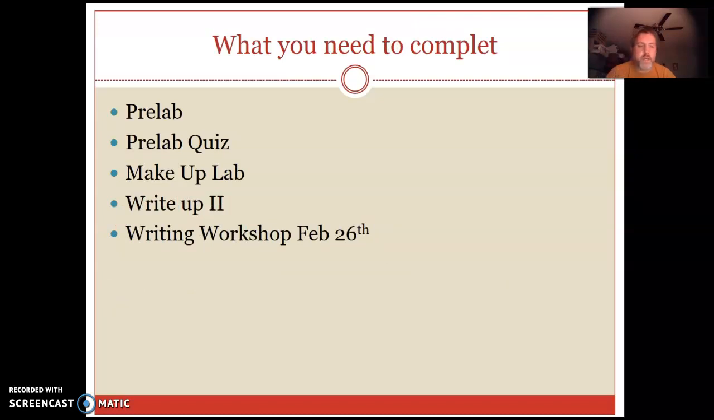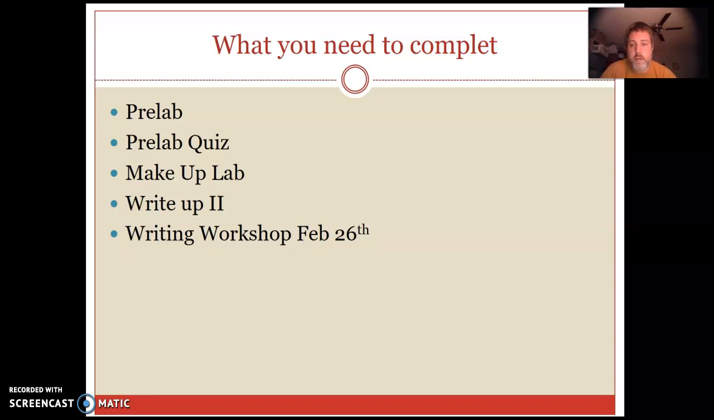So what you need to complete for next week is the pre-lab. The pre-lab quiz, right? So that is the same as what we would have done if we were in lab. Then go through the makeup lab, and you're going to complete that and submit it on Blackboard. And then you can get started on Write Up 2.